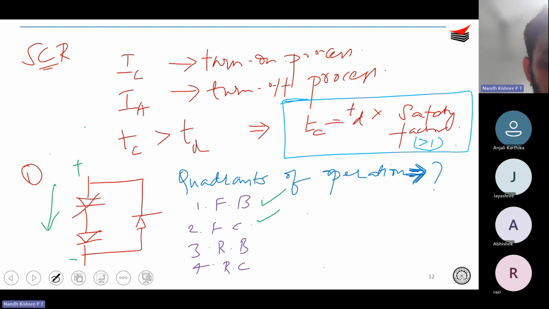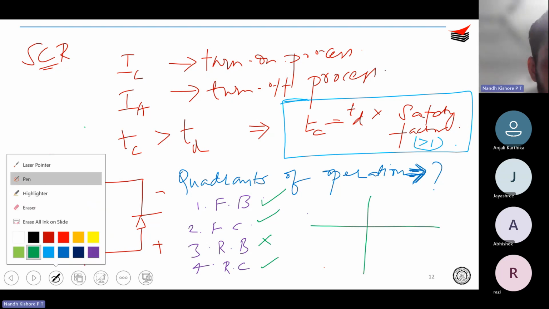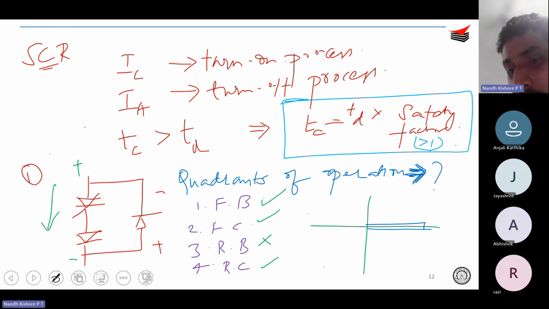Is reverse blocking possible? If you apply a reverse voltage or a negative voltage, this diode is going to conduct. Therefore, only reverse conduction is possible. Reverse blocking is not possible, because this diode cannot block voltage, correct? Therefore, it can operate in 3 quadrants. What are those 3 quadrants? It can operate in forward blocking mode, in forward conduction mode, and of course in reverse conduction mode. Okay. So these are the quadrants of operation.